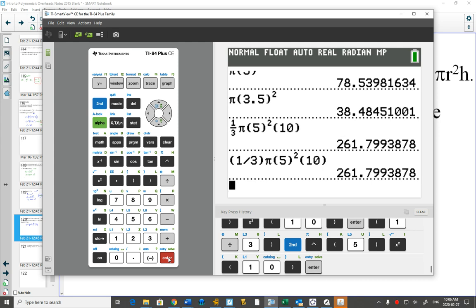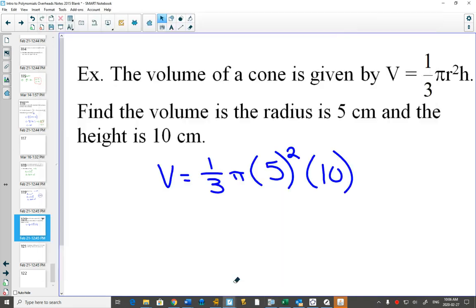Ooh, this is a good challenging one for rounding to 2 decimal places. How do you round it to 2 decimal places? Right? Round up. So what number am I going to write? 261.80. Because you round up 79 would round up to 80.